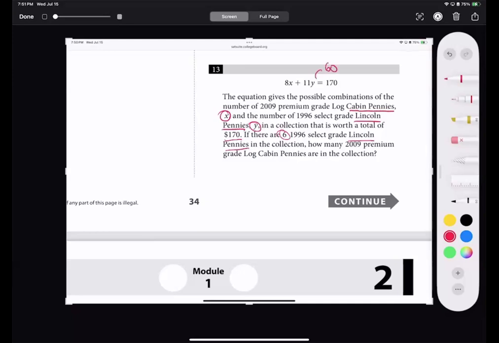Do you agree? So 8x plus 66 is 170. 8x is 170 minus 66, 104. Okay? That's what I got. I divide both by 2. 52 divided by 4 is 13. Okay?